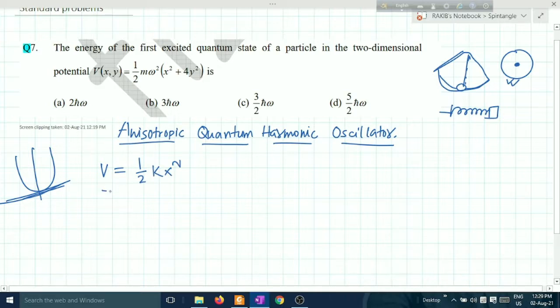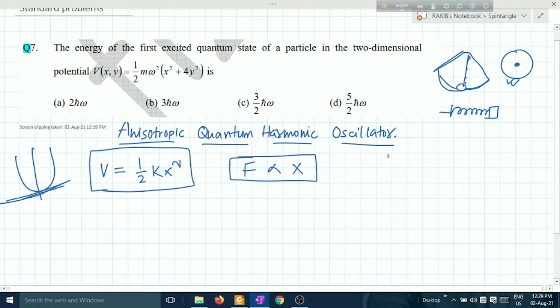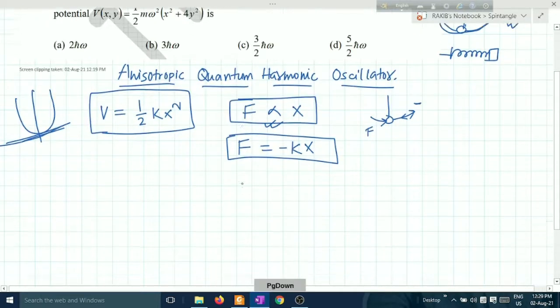From where does half kx square come? As we know, F is proportional to x. If you give some force from this side, there will be a displacement. The displacement, the amplitude, will be proportional to the force. This is the relation between them. In this case we write F is proportional to minus kx. I think this is clear to you.